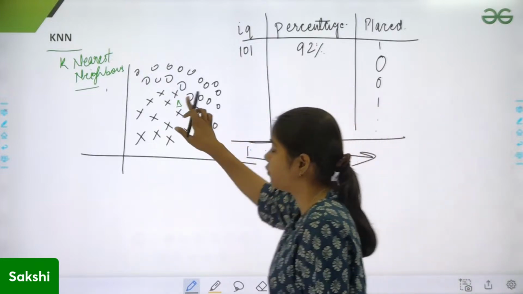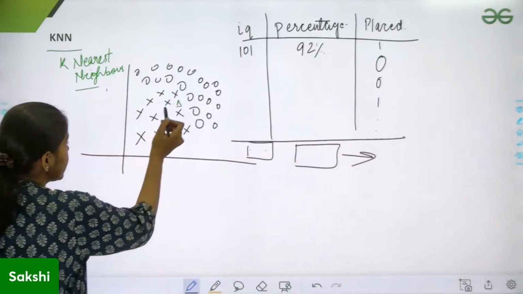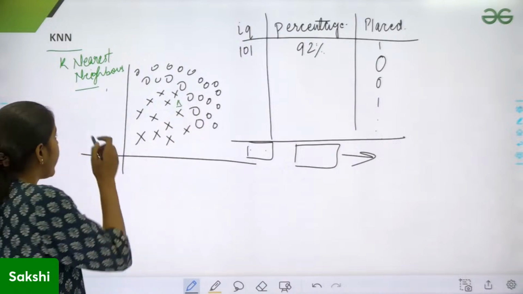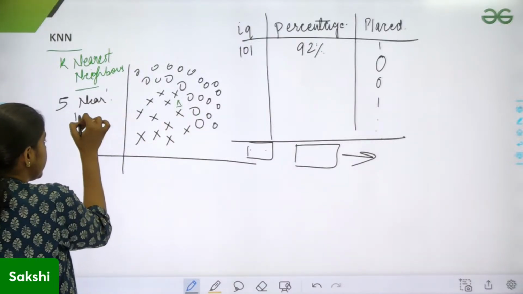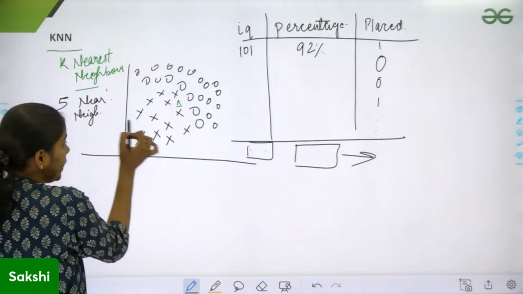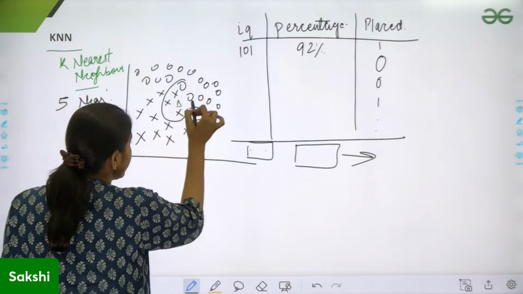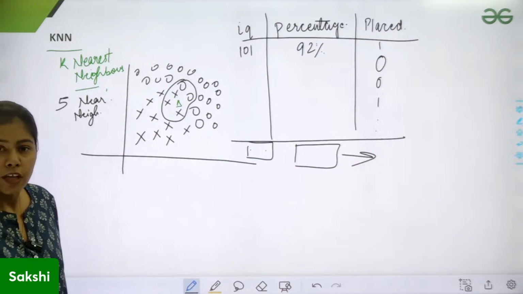I'll find out which points are closest. Let's suppose I have to take 5 nearest neighbors. I am taking 5 nearest neighbors, right? So what would I do? I'll take these 5 nearest neighbors. These are the 5 nearest neighbors.